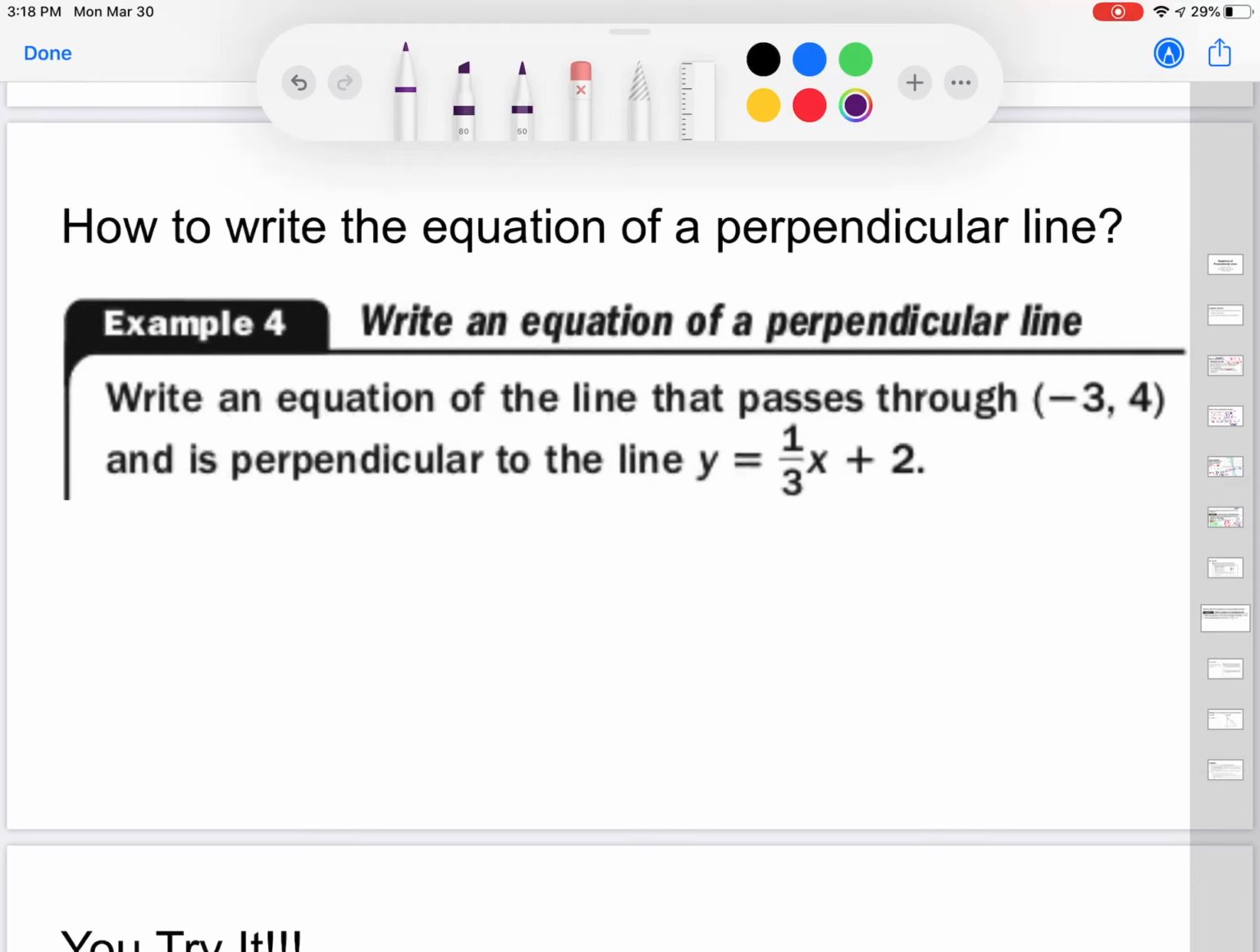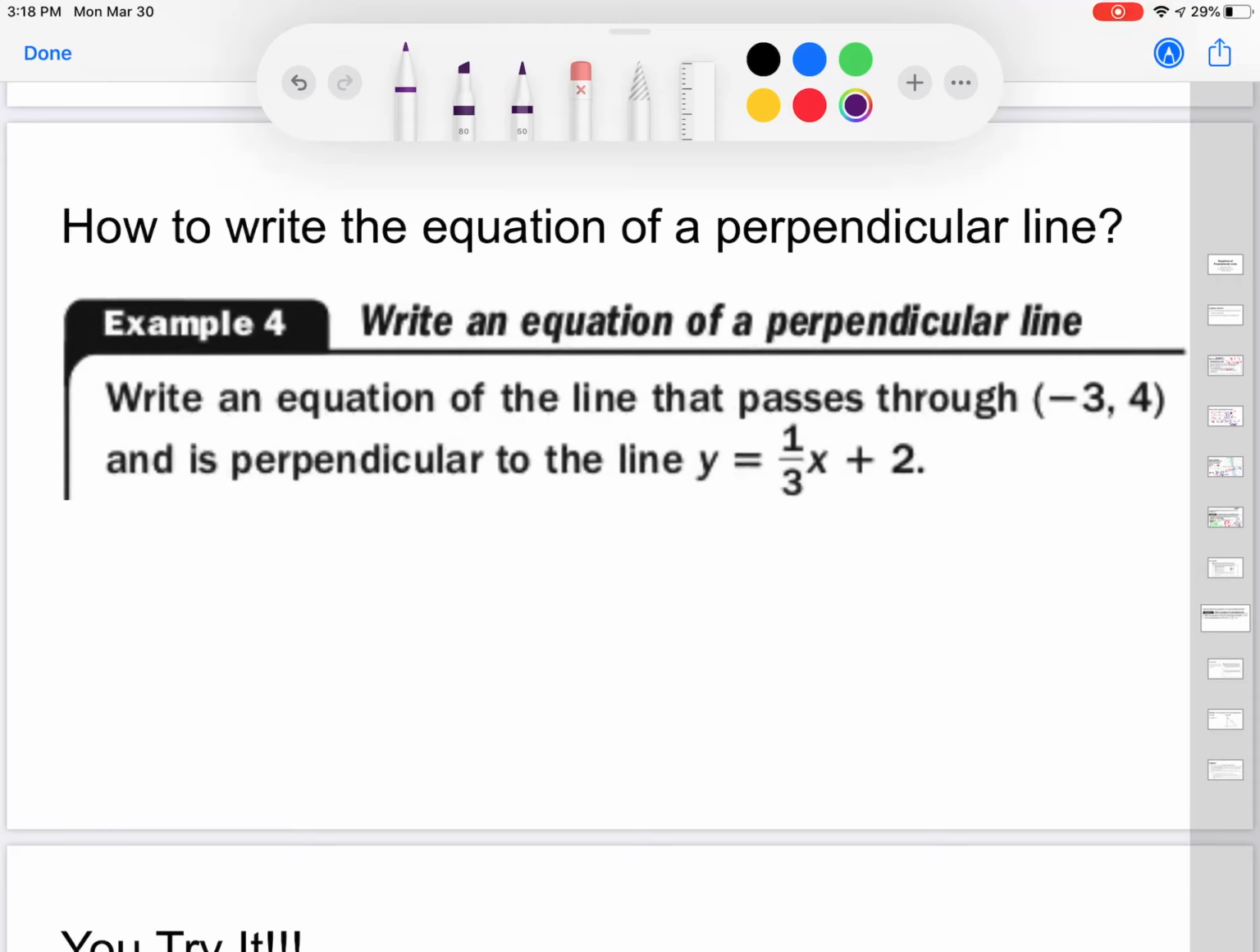All right, guys, I hope you did well on that last problem. I hope you were able to transform those equations and write them in slope-intercept form and pull off each of the slopes and correctly identify which ones were parallel and perpendicular. And now we want to look at how to write the equation of a perpendicular line. Okay, not just identify which are parallel or perpendicular, but actually write the equation.